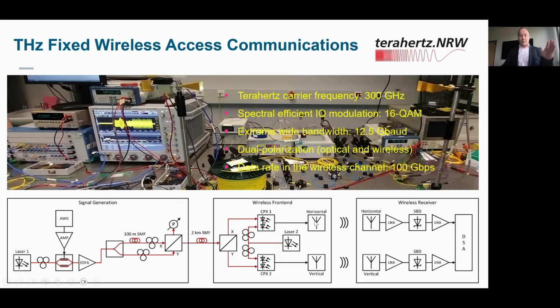So we are sending on horizontal polarization, but in parallel also on vertical polarization, and we have different data on both of these polarizations. Then the wireless receiver, in this case at least, is a purely electrical one. We are using Schottky barrier diodes to down-convert the received horizontal polarization and the vertical polarization.